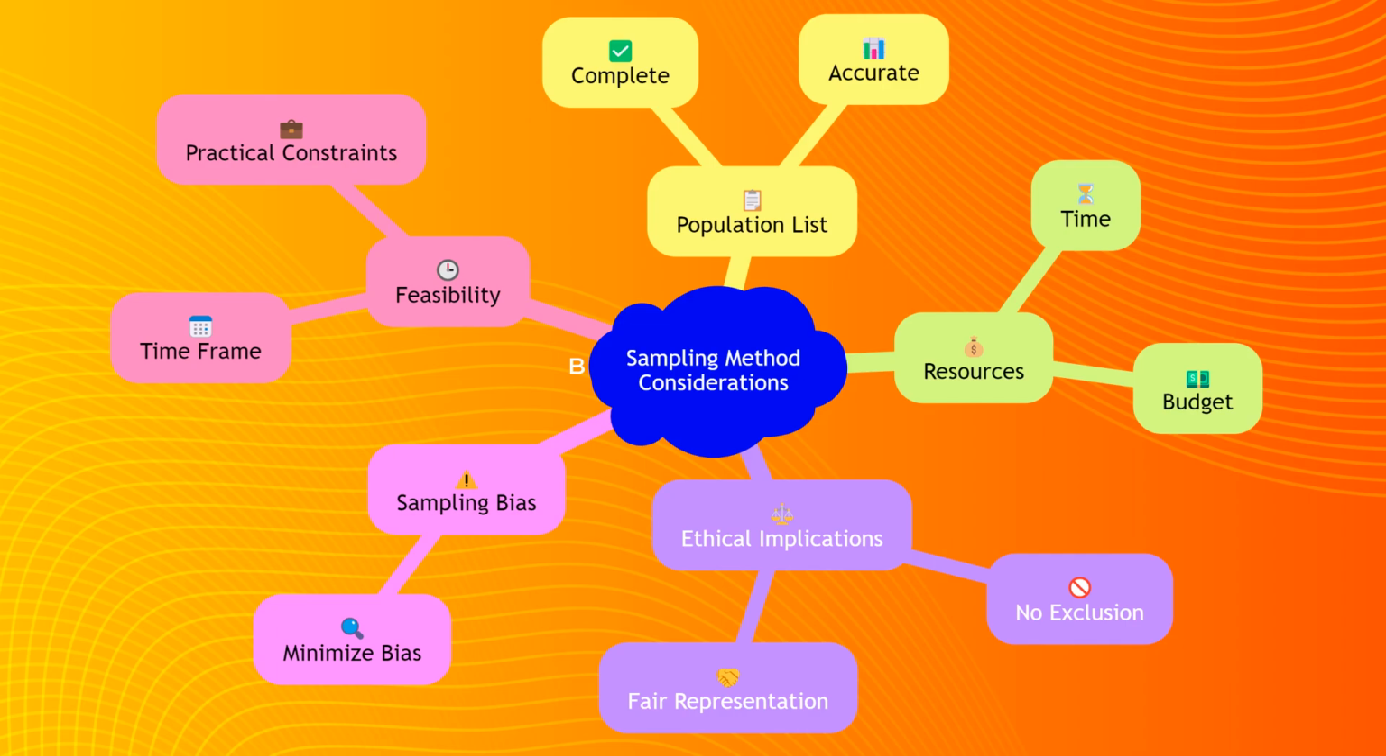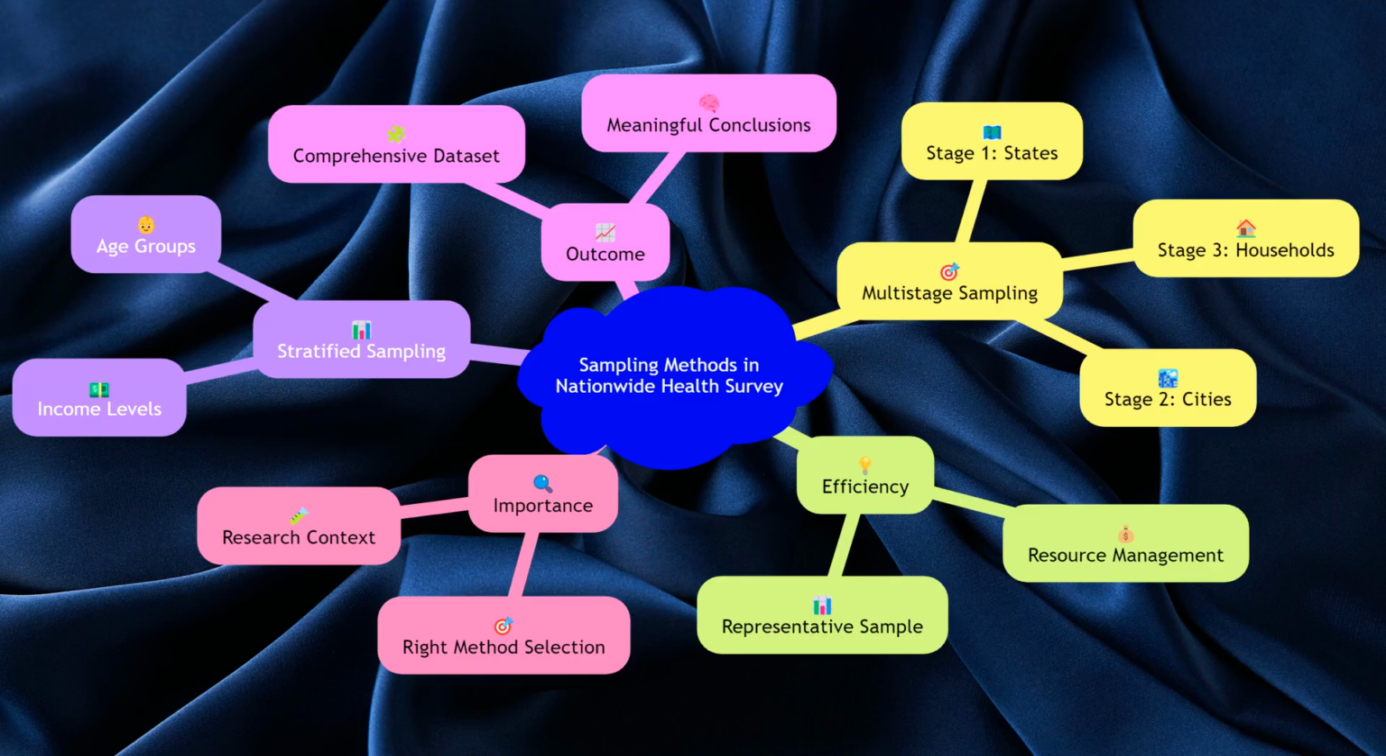By carefully considering these factors, you can select a sampling method that not only meets your research needs, but also adheres to ethical standards and practical constraints. To illustrate the application of sampling methods, let's consider a case study involving a nationwide health survey. The researchers used a multi-stage sampling method.